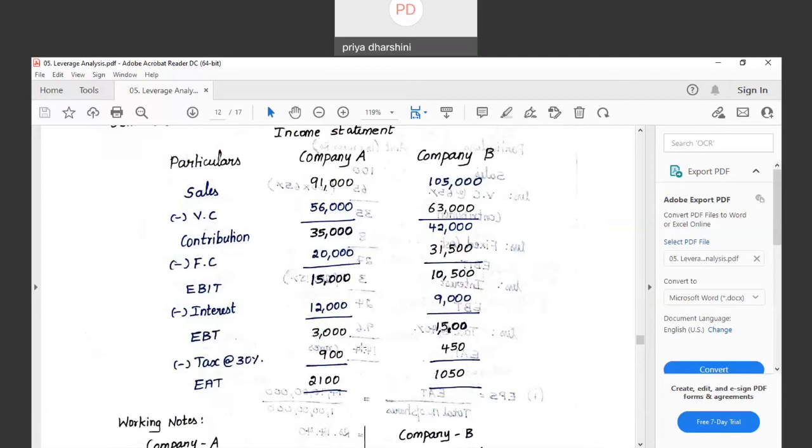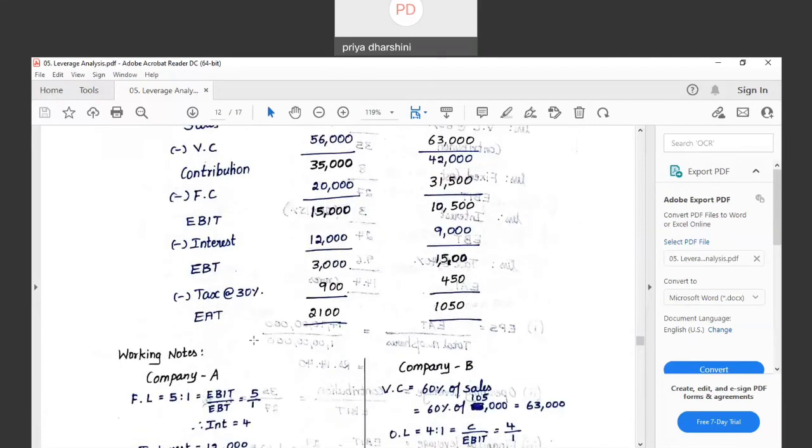What do you mean by financial leverage? It is EBIT by EBT. EBIT by EBT is 5:1, which means what is interest as a ratio? It is 4. 5 is EBIT. EBT is 1, which means in between EBIT and EBT, I have interest. That interest is 4 as a ratio. 4 as a ratio is 12,000, which means how much is 5 and how much is 1? You can cross multiply and find. 4 is 12,000, which means 1 is 3,000. 5 is 15,000. Having arrived at EBT, they have told tax is 30%.